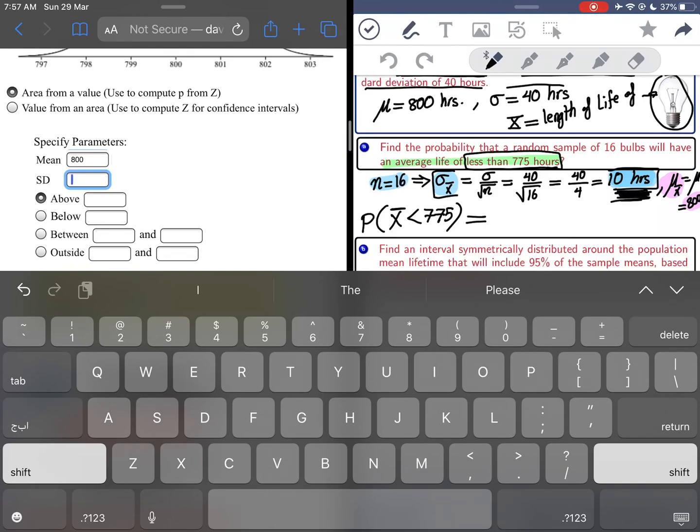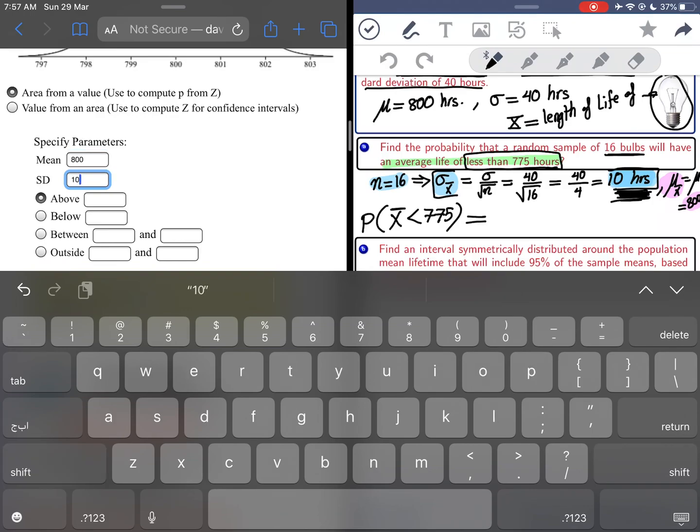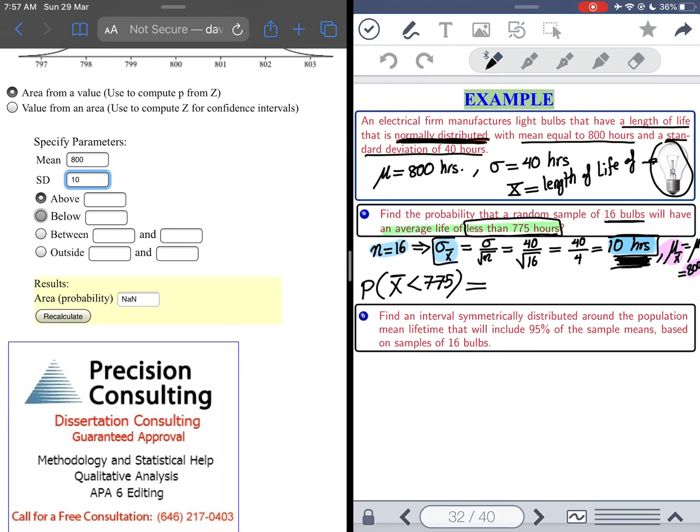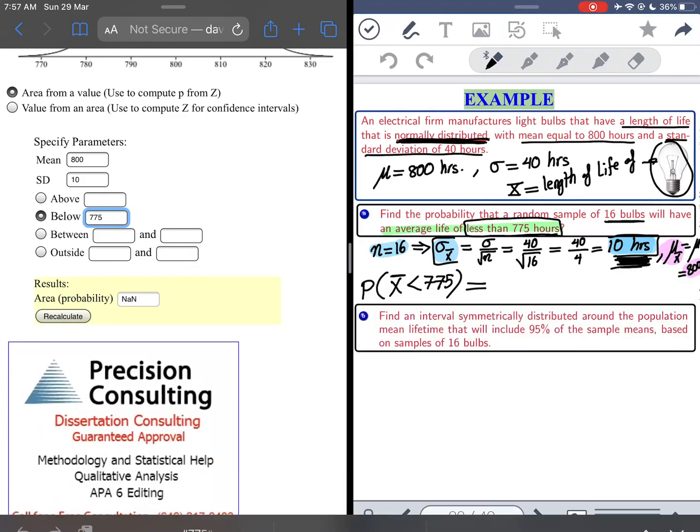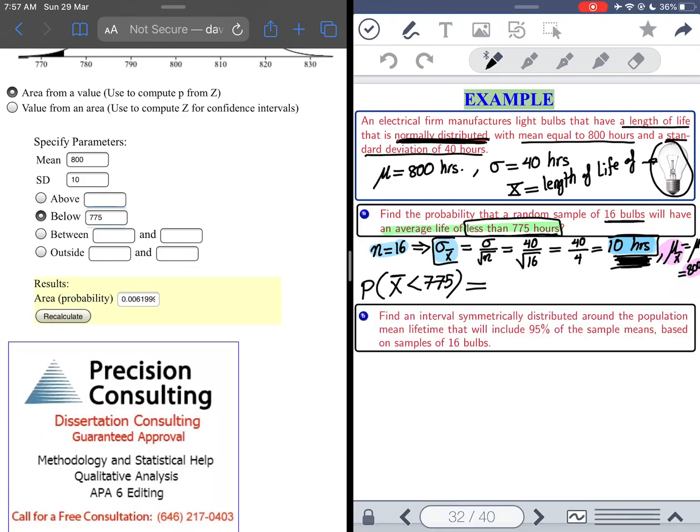You're not going to use the 40 hours. Never do that, because this sigma is for the population. But the distribution you're working with now is the sampling distribution, because you took a sample of size 16. Remember this. So you'll put 10 for the standard deviation, and you need the area below 775, and calculate.